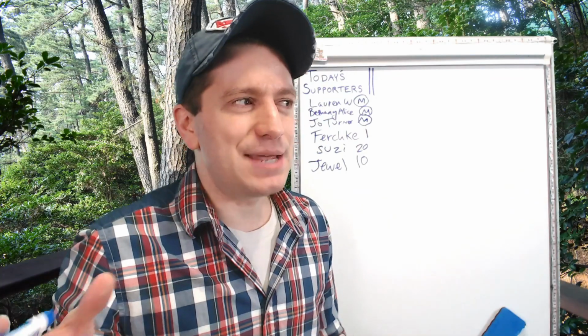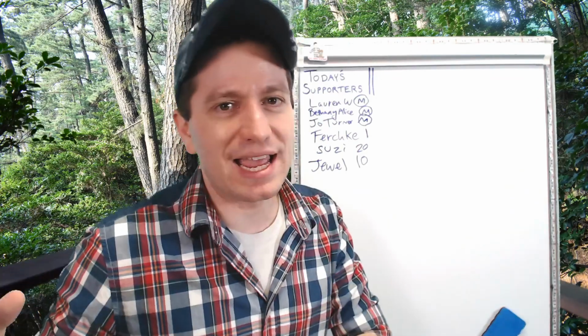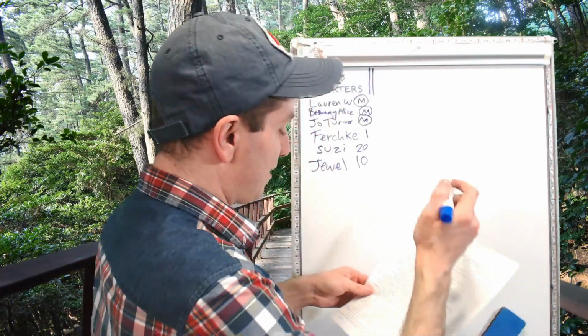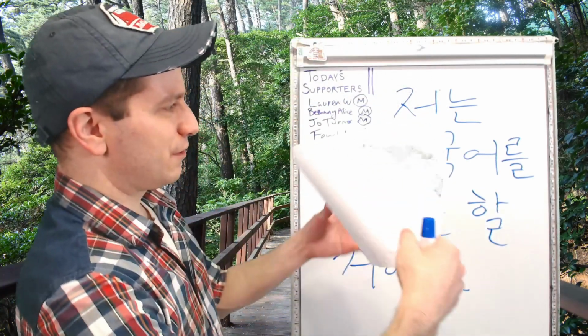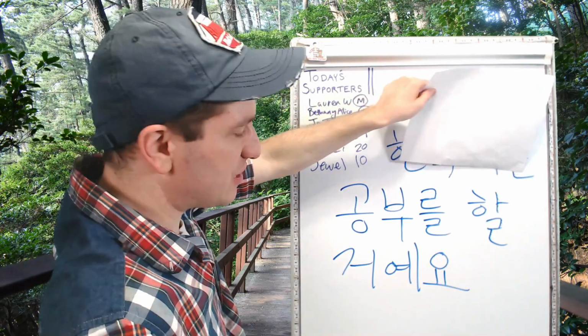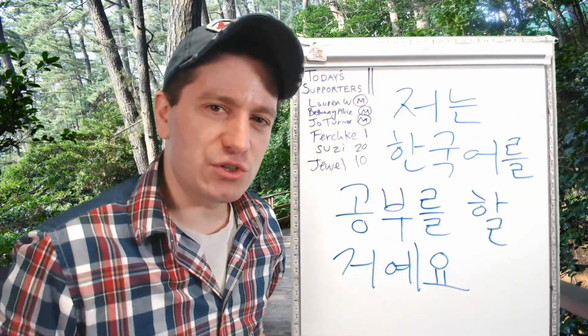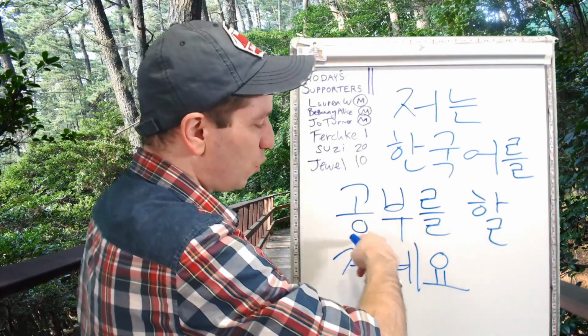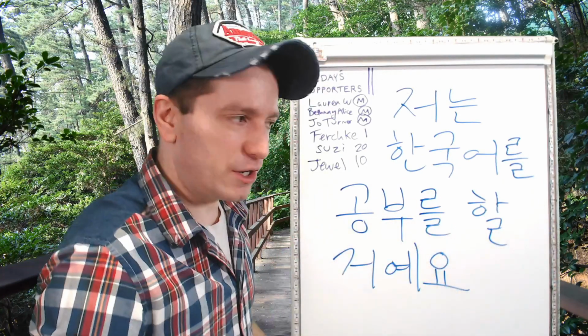There are many times where it's actually used multiple times in a sentence. Let me give you an example. Let's just take a look at this part first. 공부를 할 거예요. I will do studying. So I will study. This, I told you, can be optional. You can either do 공부를 할 거예요 or just 공부할 거예요, and they're both the same.